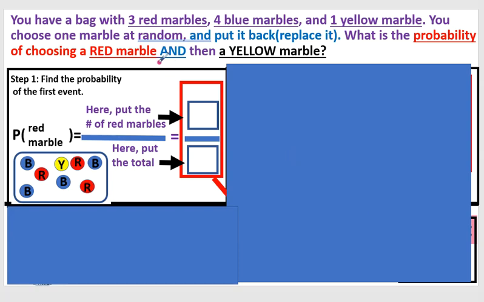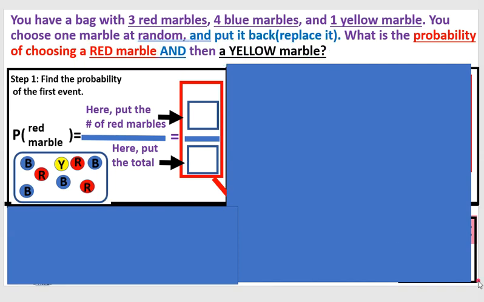So here's the keyword and, which means we're going to break this into 2 separate problems. We're going to find the probability of choosing a red marble for step 1. Step 2, we're going to find the probability of choosing a yellow marble. And for step 3, since it says and, we're going to multiply our answer from this part and our answer from this part.